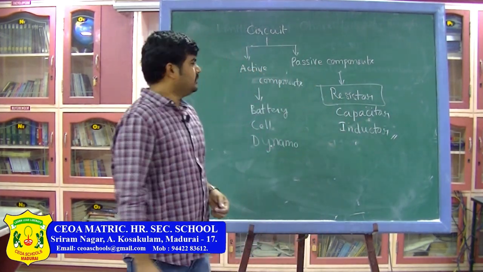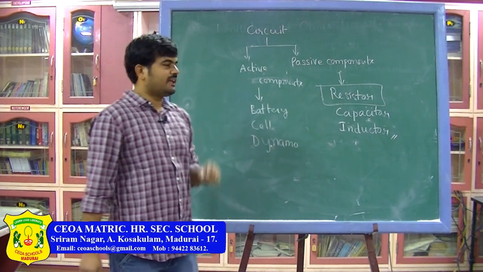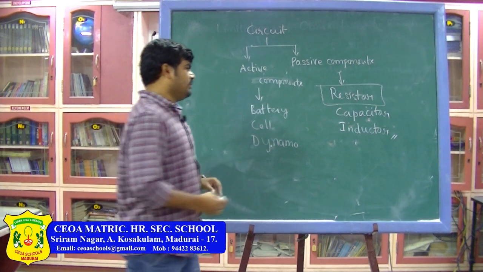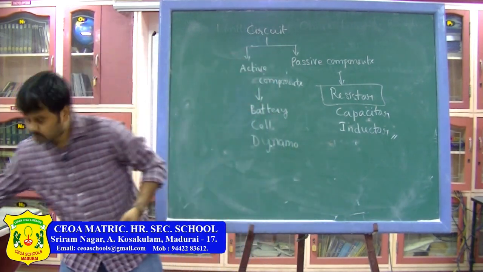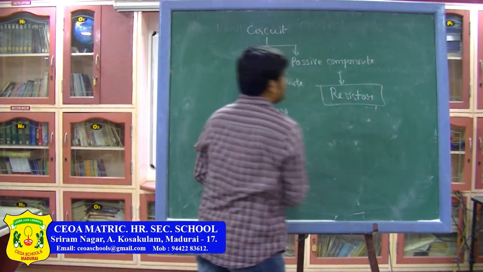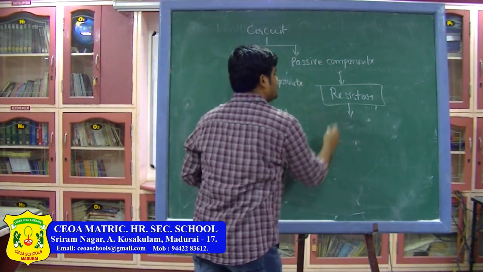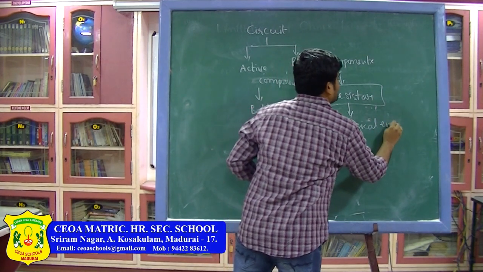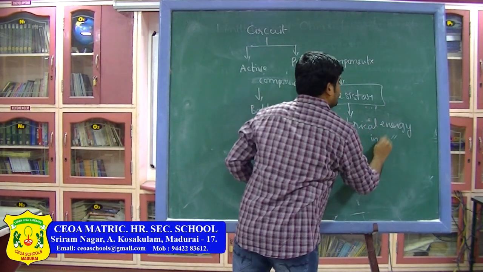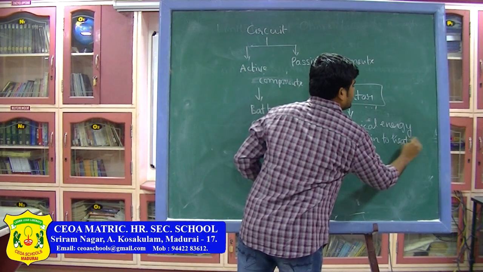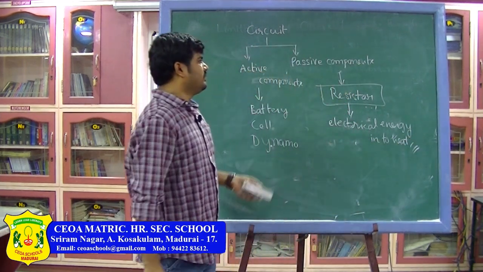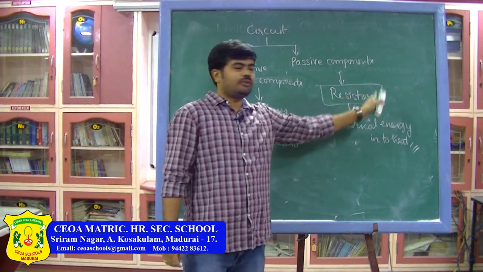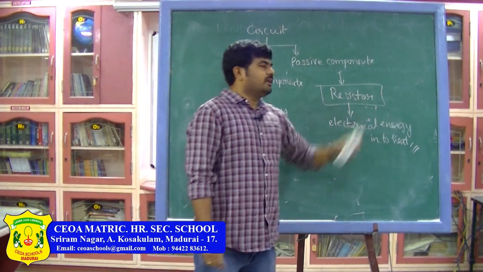Now coming to the definition of resistor, a resistor is a passive component in electrical circuit which converts electrical energy into heat energy in the circuit. So it will take energy from the active components and it will convert that energy into heat energy, and that is what resistor means.